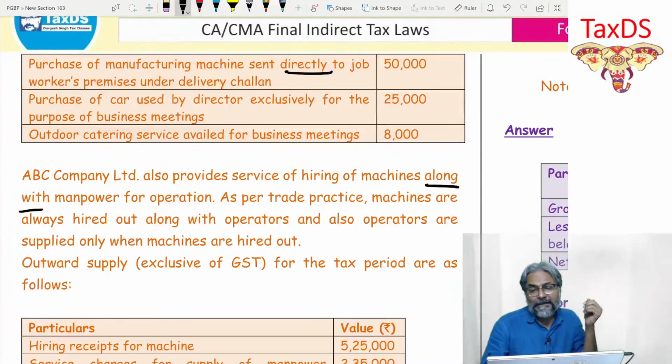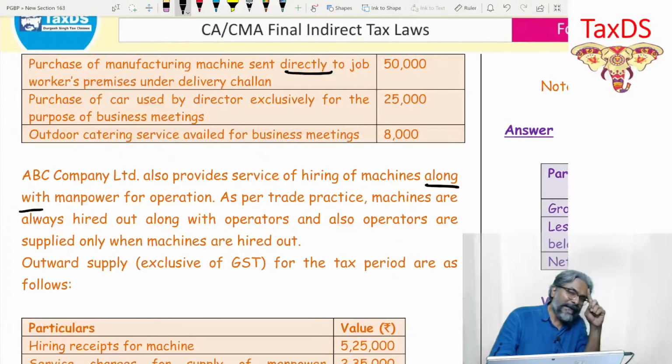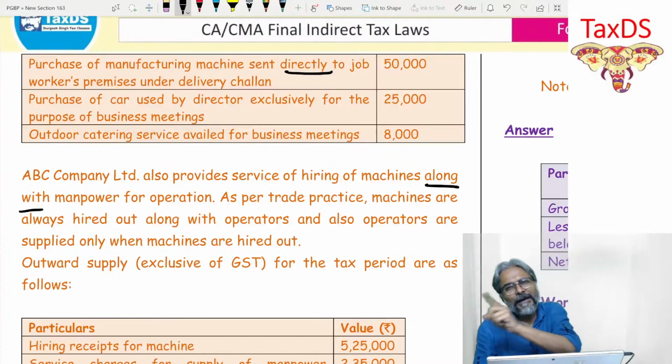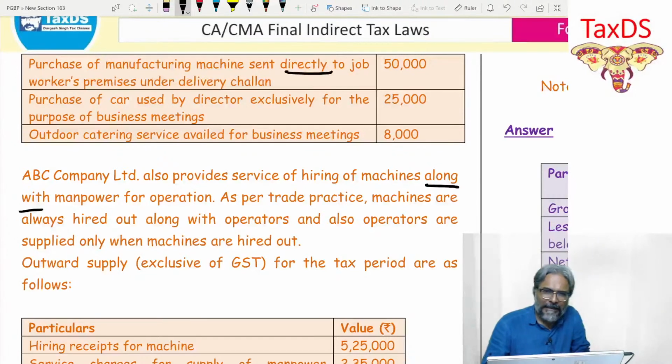As per the trade practice, machines are always hired out along with operators, and operators are supplied only when machines are hired out. So can we therefore say it will be a case of a composite supply? And if it is a composite supply, the GST will be charged accordingly. The category of supply would be supply of the machine on hire, on which the composite supply would be classified, and the applicable rate would be picked up accordingly.